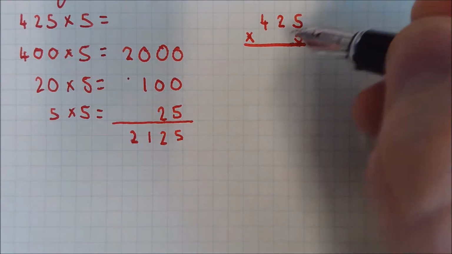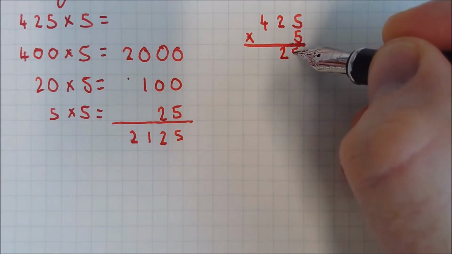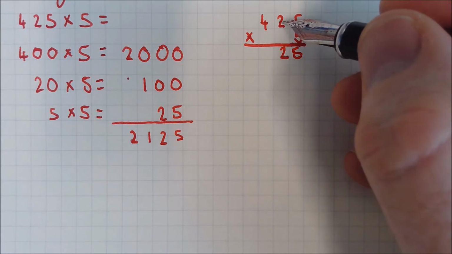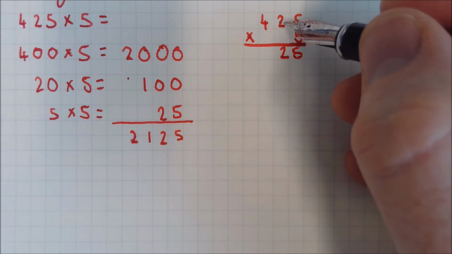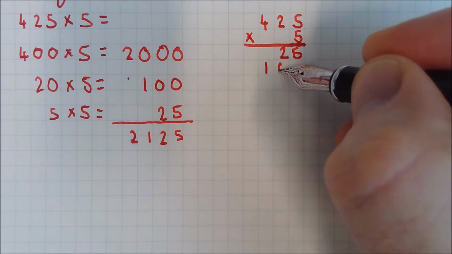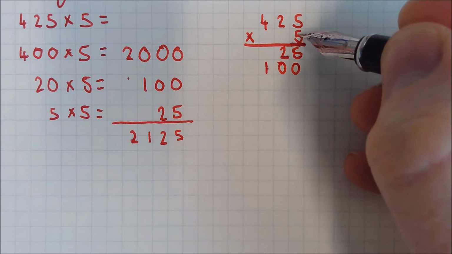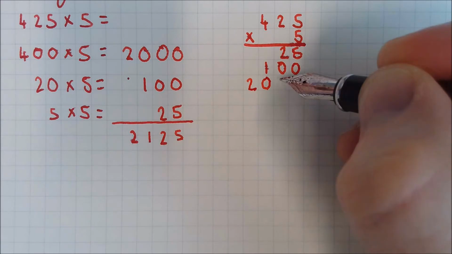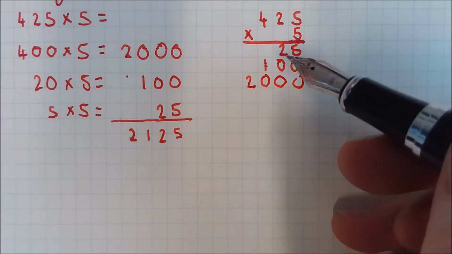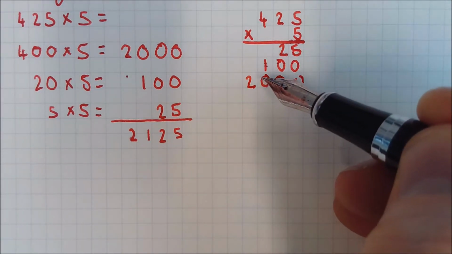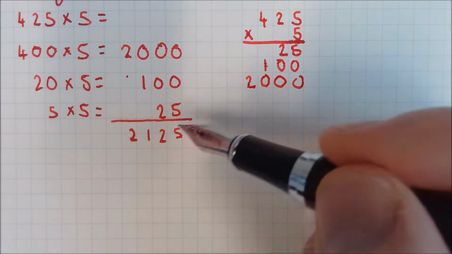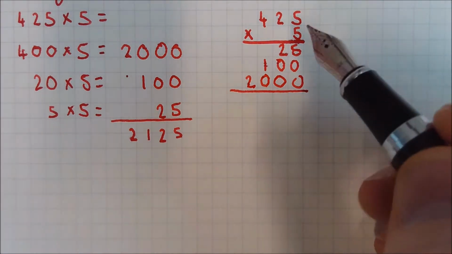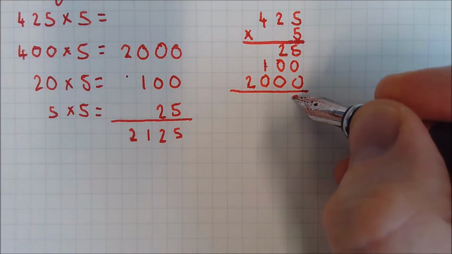So 5 times 5, well, we know that's already 25. 5 times 2, apart from that 2 is not 2, it's 2 in the tens place, which is 20. So 5 times 20 is 100. And then 5 times 400 is 2000. So hopefully already you can see the links between what we've got here and our partial products here. So the final stage to work out what 425 multiplied by 5 is, we add these together.